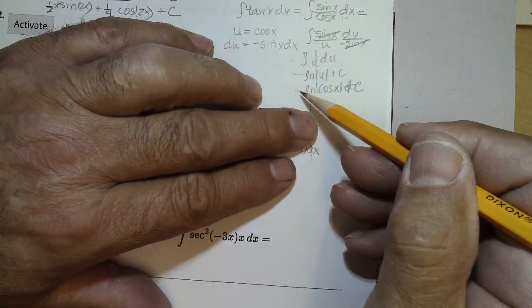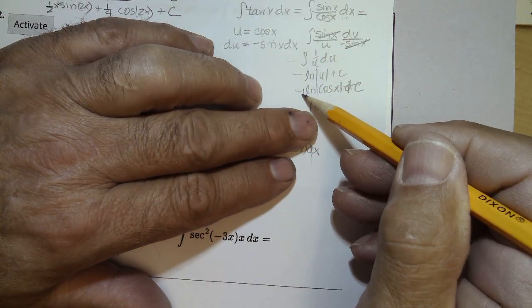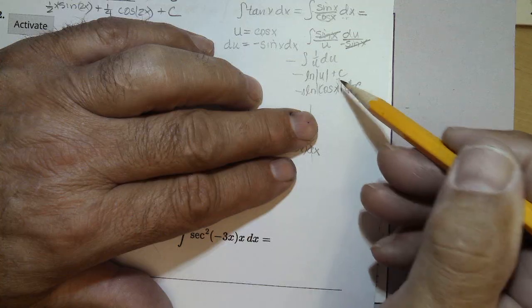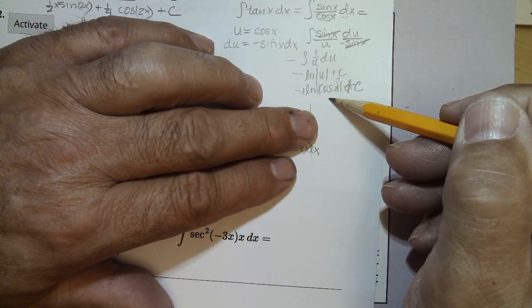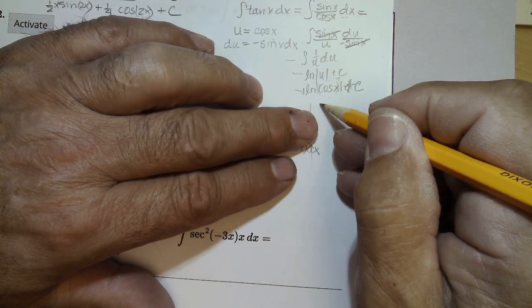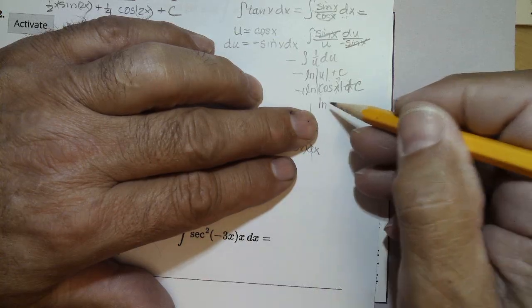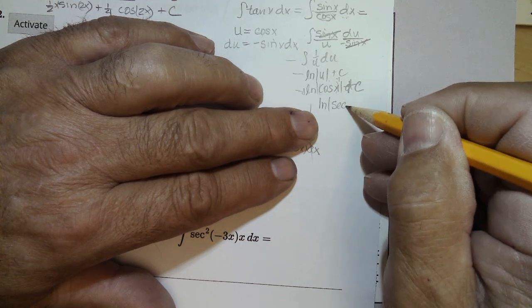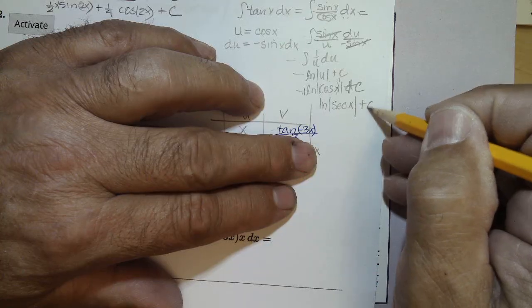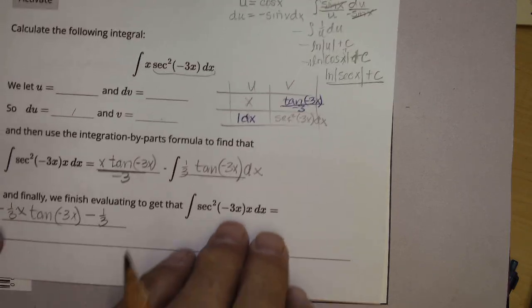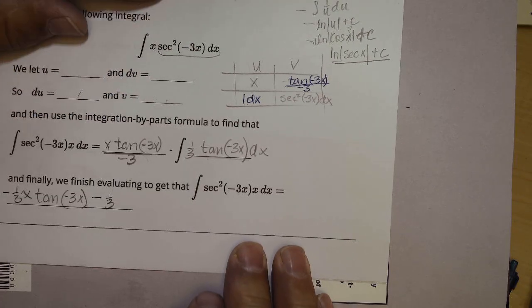Now, if you were to look at a table, you wouldn't see it written this way. What you would see is a minus 1 can go up as a power and change it to cosine to the negative 1, which means the cosine would go in the denominator. And 1 over cosine is secant. So a table would tell you that the antiderivative of tangent is ln of secant of x.